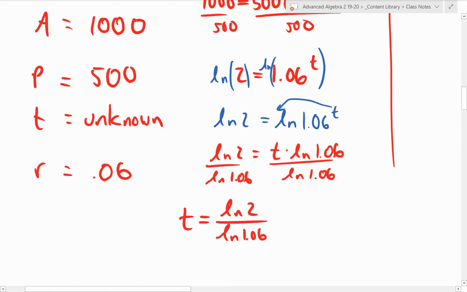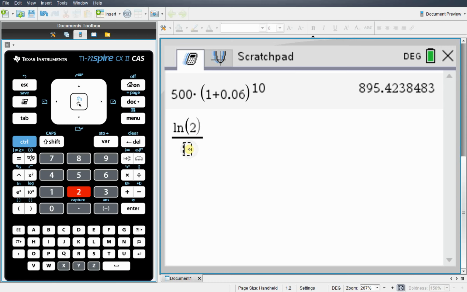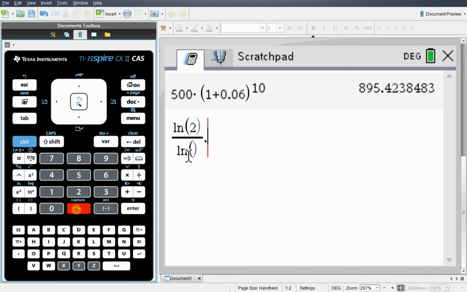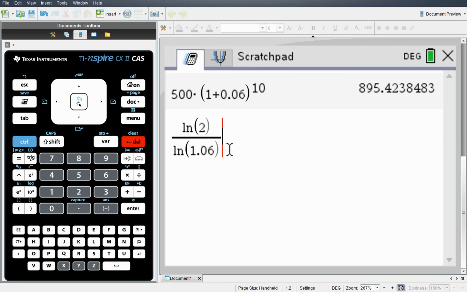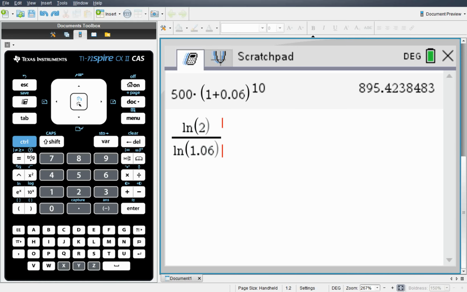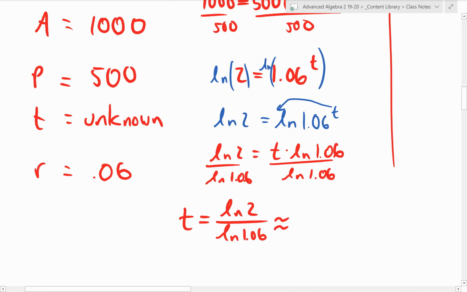And if we want to get a decimal approximation, which is probably more meaningful than this number when we look at it, we can just go ahead and divide that in the calculator. We want the natural log of 2 in the numerator divided by the natural log of 1.06. And we get 11.896 or 11.9 if we round. So this is 11.9.